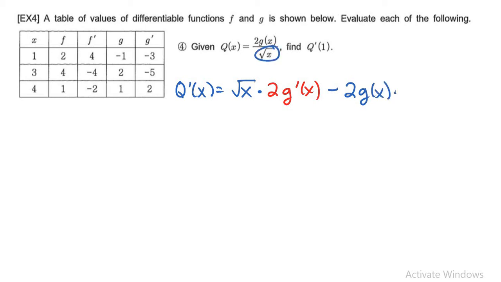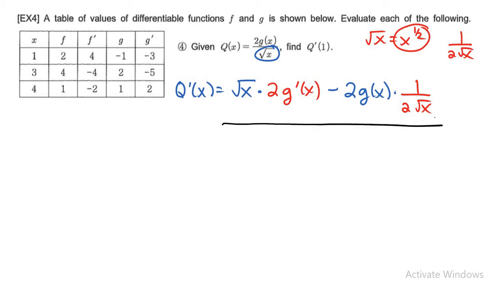Now remember, root x is the same thing as x to the power 1/2, and if I apply the power rule there, that's going to be 1/2 x to the negative 1/2, and that's the same thing as 1 over 2 root x. Okay, so I'm going to just erase this and just write 1 over 2 root x, all divided by the bottom squared, which is root x, and that's being raised to the power of 2.